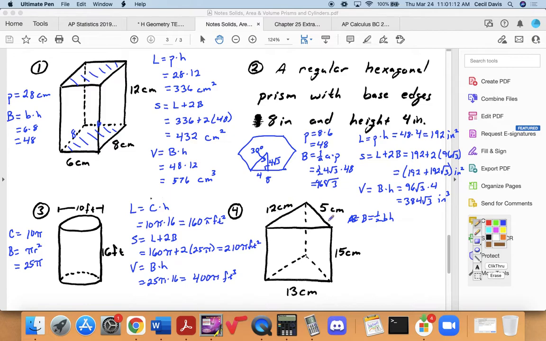Well, if this is 12 and this is 5 and this is 13, what kind of triangle is that? So what kind of triangle is it? Right triangle. It's a right triangle. There's your right angle. So it's going to be half of 5 times 12, which is 30. Okay, so sometimes they won't tell you that it's a right triangle, but they will indirectly by giving you all 3 lengths. Okay, let's not do any more of that one.